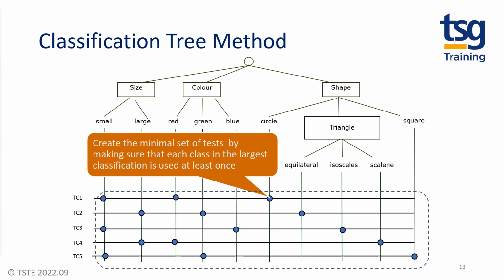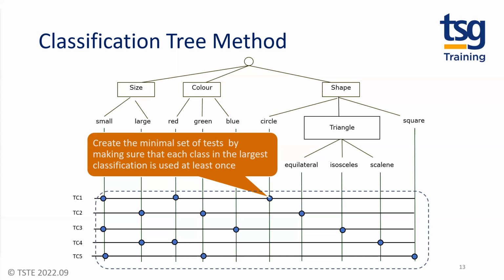Now, a minimal classification tree method test set might not be adequate if the risk is high. Here, it's only 5 tests. And it's up to the tester to choose which combination of small and large you want, because once you've covered small and large from size once, it doesn't matter which one you select for the latter tests 3, 4, and 5, as you can see.